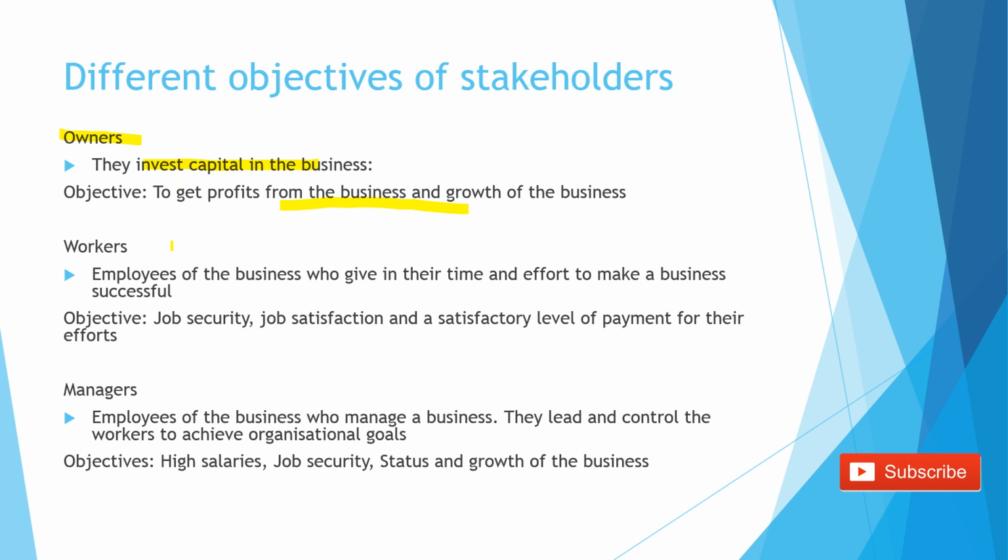For the workers who are employees of the business, who give their time and effort to make a business successful, their objectives would be job security, job satisfaction, and a satisfactory level of payment for their efforts. Do you see how the objectives differ between these two stakeholders? Managers, employees of the business who manage a business, lead and control the workers to achieve organizational goals. Objectives would be high salary, job security, status, and growth of business.